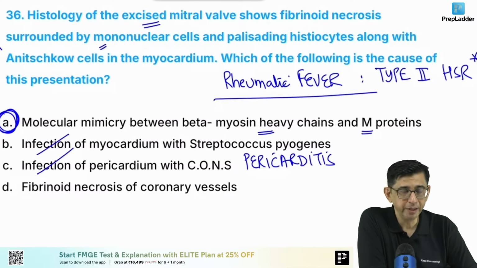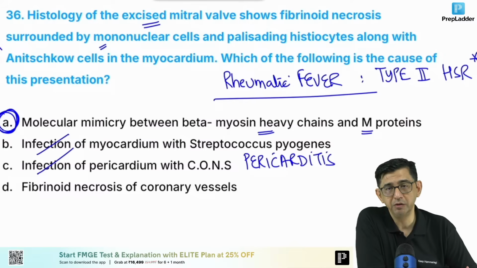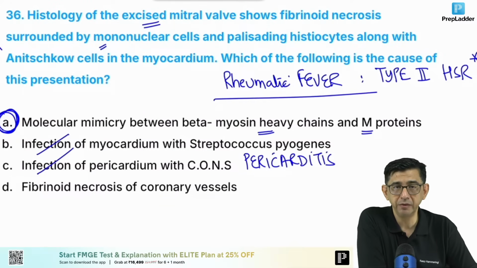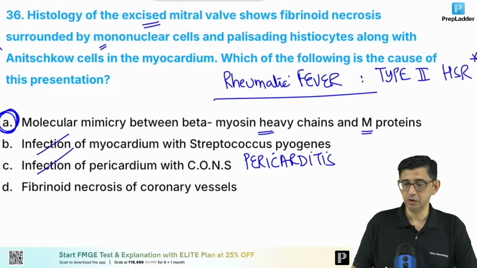And fibrinoid necrosis of coronary vessels, well, that would occur in Kawasaki disease, no? In Kawasaki, there is vasculitis of the coronary arteries. So option number D would be related to Kawasaki disease, where coronary vessels get affected. The correct answer in this case is option number A.